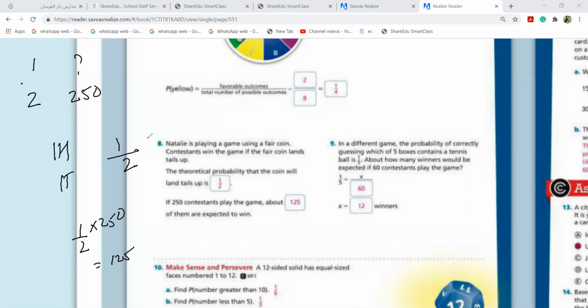Girls, stop me if you don't get this. Everyone is getting it. Yes. Okay.